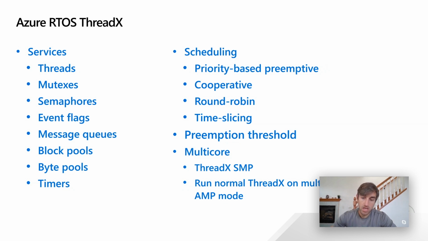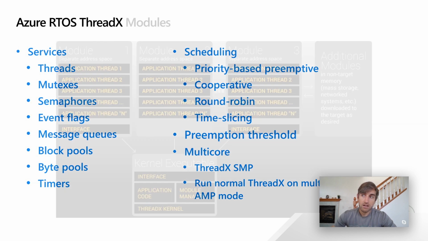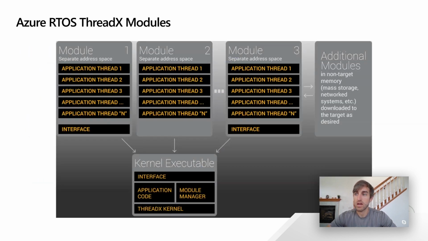So there's also a little add-on, if you will, to ThreadX called modules. And modules takes advantage of the hardware MMU or hardware MPU, basically the memory management unit or memory protection unit. You can think of modules kind of like processes, where each module can contain one or more threads, and you can have one or more modules. And the main application can load and unload modules dynamically.